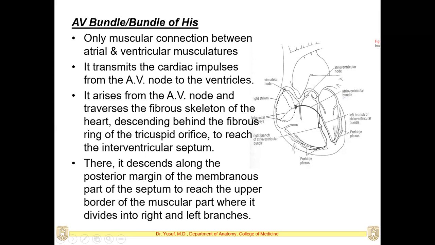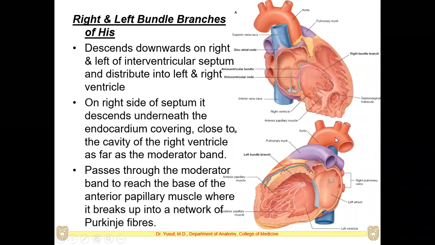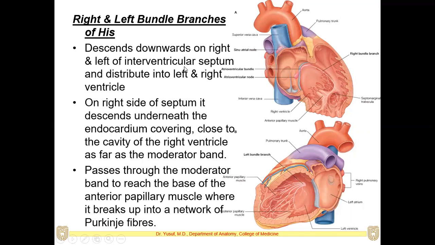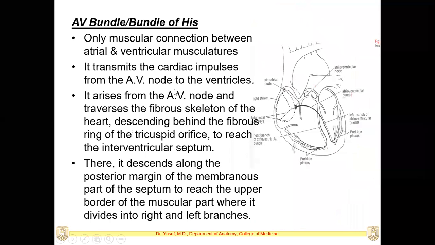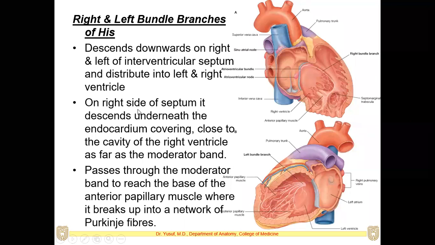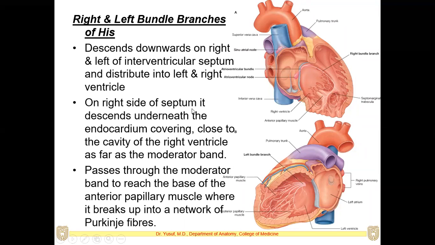So there is only the division between the right and the left, then they go towards the right and the left side. The right and left bundle branches of His descend onwards on the right and left of the interventricular septum and distribute to the right and left ventricles. So the right bundle branch will distribute on the right and the left on the left side. On the right side of the septum, it descends underneath the endocardium. What is endocardium? It is the inner lining of the heart, covering close to the cavity of the right ventricle.